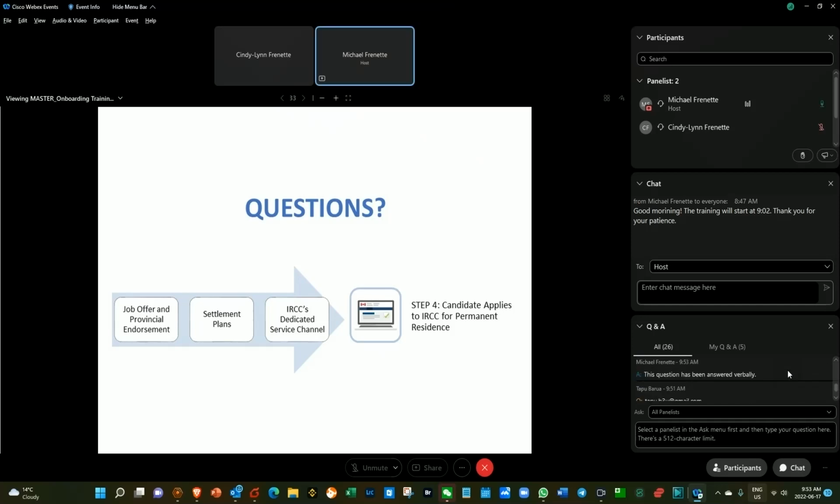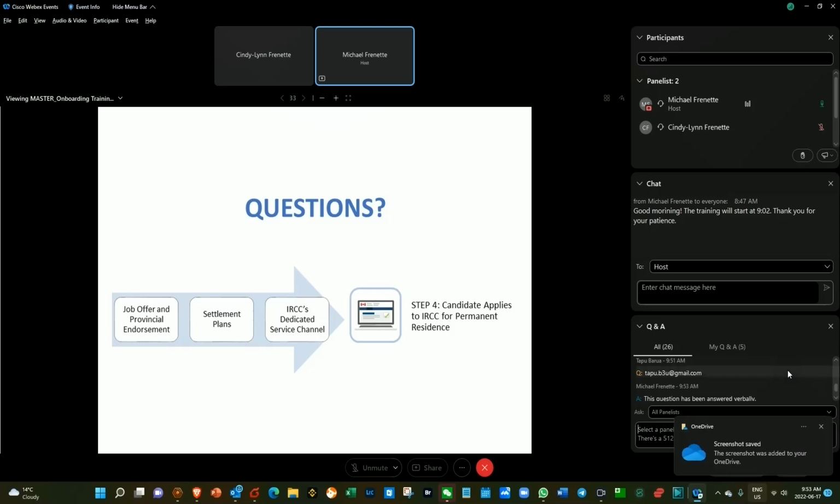If the candidate currently works for you, is the endorsement process any different? No, the endorsement process would be the same.